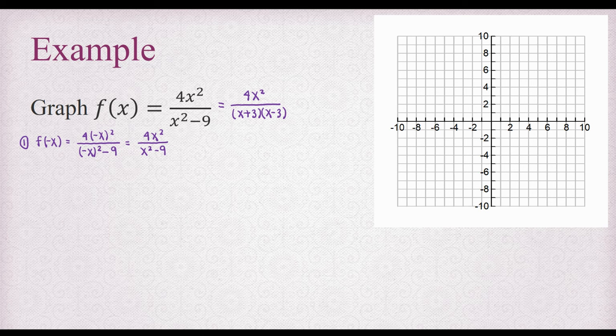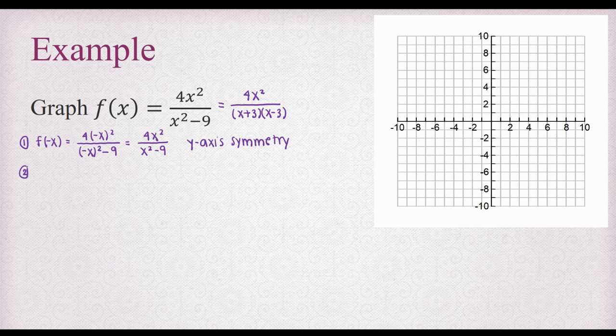So notice that I get the exact same thing from plugging negative x in as if I just plug positive x in. So that means I do have symmetry. It means I have y-axis symmetry. So that's the nice thing about that, is that we will definitely have fewer points to plot when we're making a table, because we know that we do have symmetry, a mirror image on that y-axis.